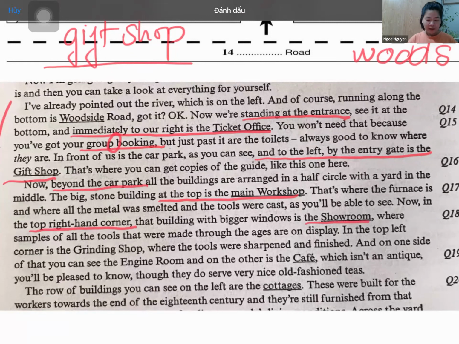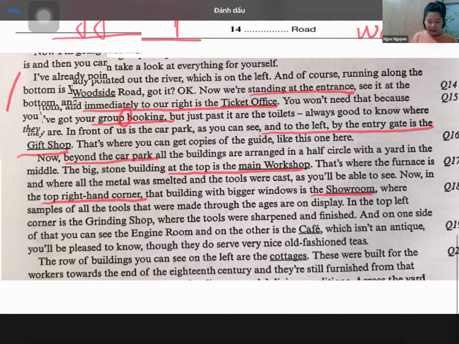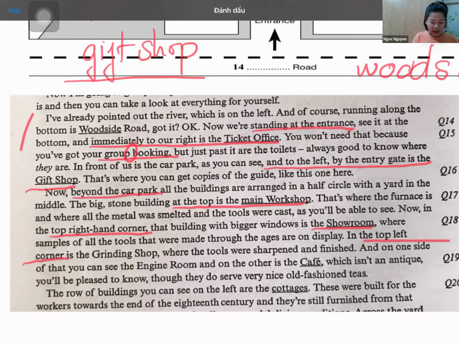Perfect. And now let's move to top left corner. You see the grading shop. Now this is a place where you see the language not to the left or to the right anymore. You will see on the one side you see the engine room, and on the other side that is a cafe. So the lady was bored of using to the left and to the right, and then she paraphrased herself by saying on the one side of something and on the other side of something. And yes, still to the left you see cottages.